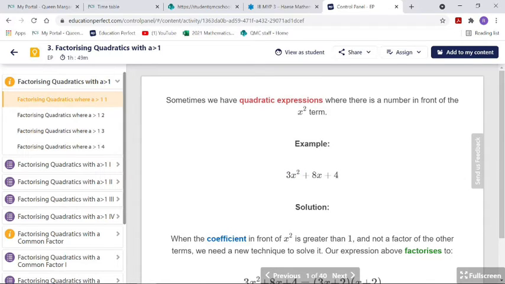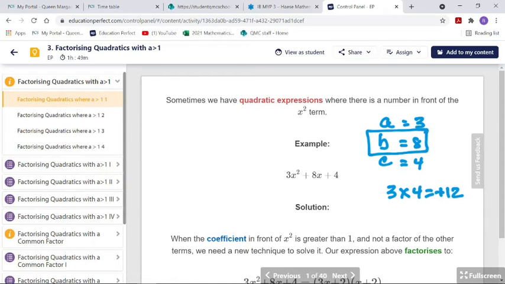So we're just still going to list our A and our B and our C. Our A in this case happens to be 3. Our B is 8. And our C is 4. So we're going to just simply multiply our A times C. So 3 times 4 gives us a positive 12. I'm looking for the two factors of positive 12 that combine to make 8. Since that's positive, the signs are going to be the same or different?